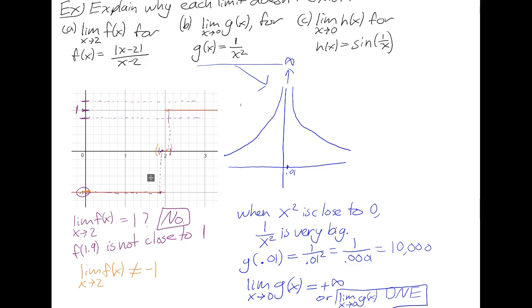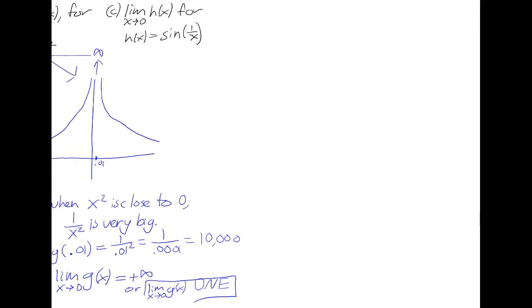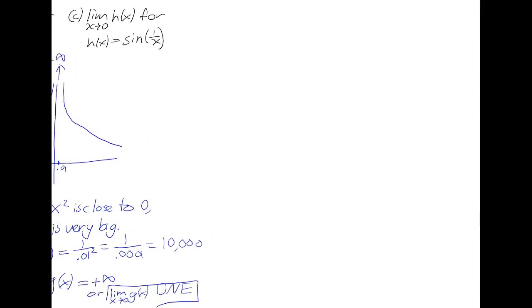Okay, this next one is a weird one. Sine of 1 over x. So let's try to analyze what happens to this function as x gets close to 0, kind of from the inside out. First of all, let's start with the 1 over x. Let's say we're just talking about positive numbers. As x approaches 0 here, let's remember what's going to happen to 1 over x.